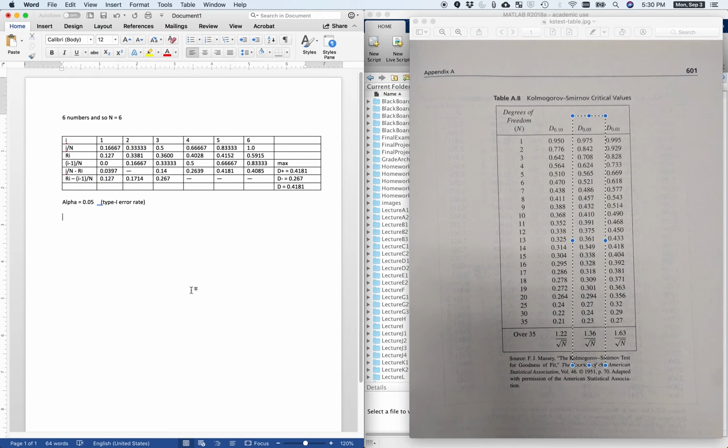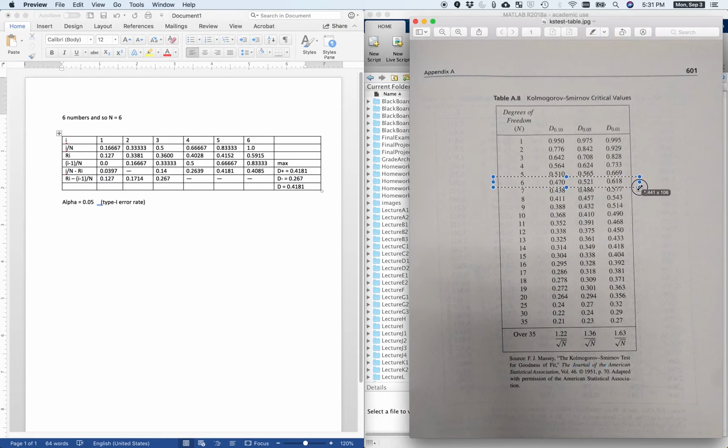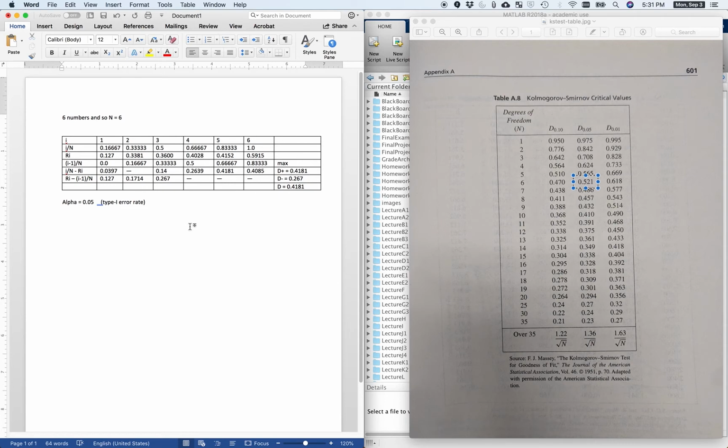But in a KS test, we didn't do any of that. We have 6 ways in which the data can vary away from a hypothetical distribution. So our degrees of freedom are 6, just the number of data. So I look in the middle column where the degrees of freedom is 6, and I find that my critical value is 0.521. I could say D star or whatever, my critical value is 0.521. And so the question is, is my test statistic greater than my critical value?